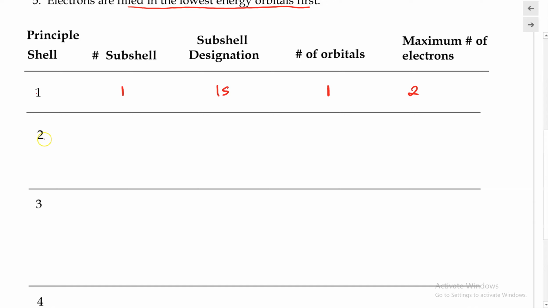And now moving on to the second principal shell. How many subshells would exist in the second principal shell? The answer is 2. There is the S subshell and the P subshell. And we will designate them as 2S and 2P. The 2S subshell consists of one orbital, whereas the 2P subshell consists of 3 orbitals. So when we combine them together, there are 4 orbitals altogether on the second principal shell, and therefore it can accommodate a maximum of up to 8 electrons.